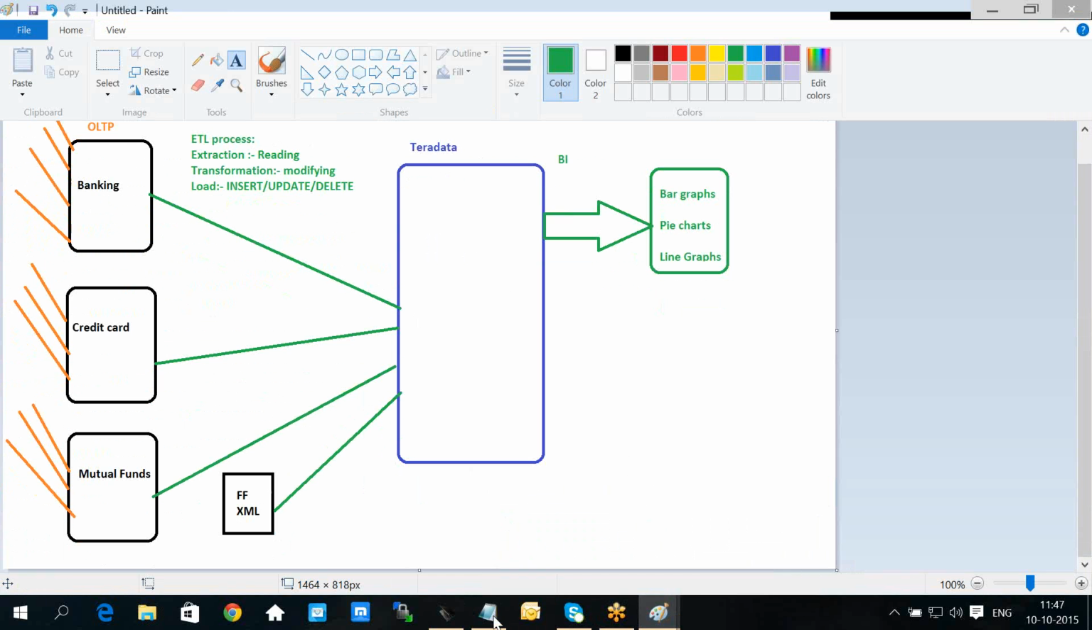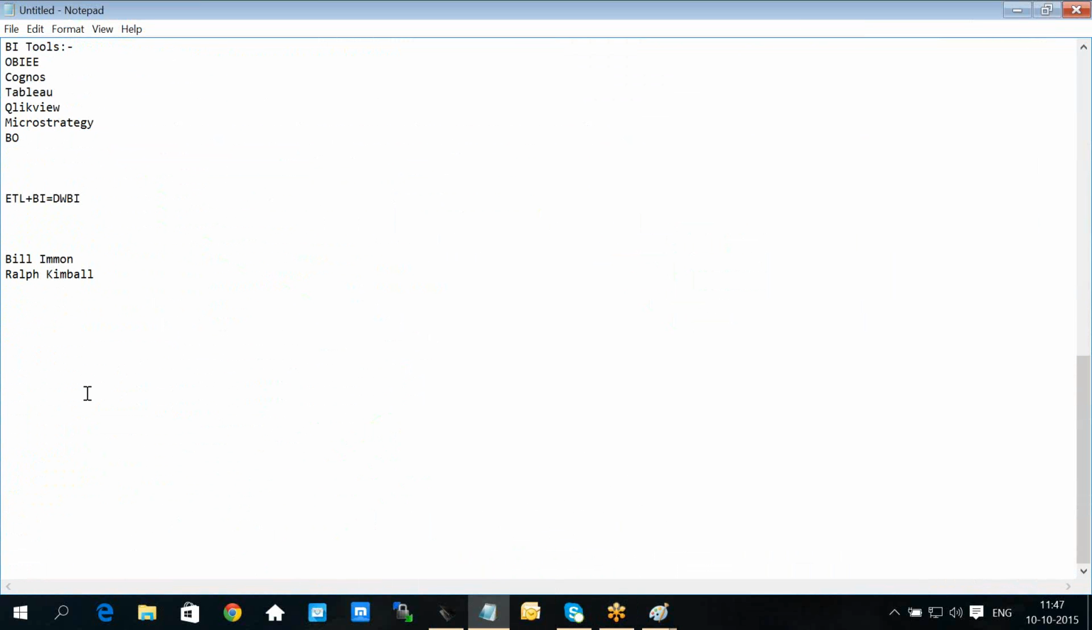When you talk about OLAP, the data warehouse, it is denormalized in nature. When you say denormalized in nature, fewer tables are present in the database, and you can write simple queries to read the data.